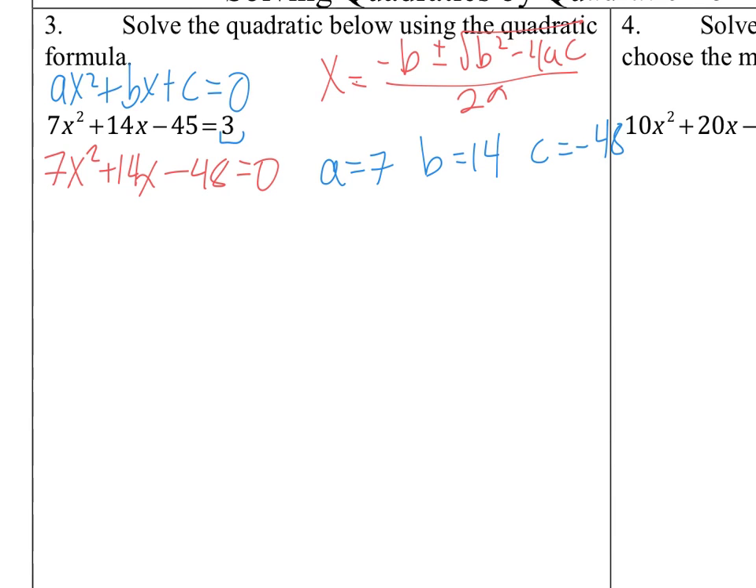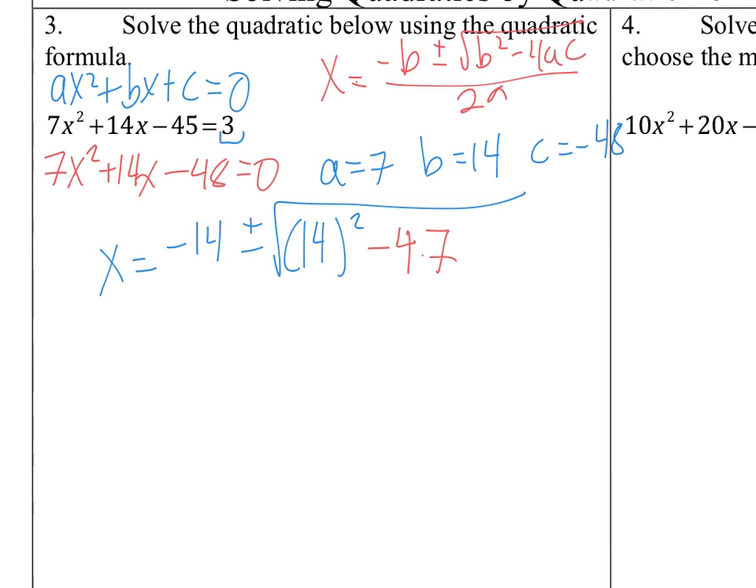Let's plug this stuff in. We're going to have x is equal to negative 14 plus or minus the square root, 14 squared. Please always plug this in using parentheses. If it's a negative number, that might save your math. Minus 4 times a, which is 7, times c, which is 14.